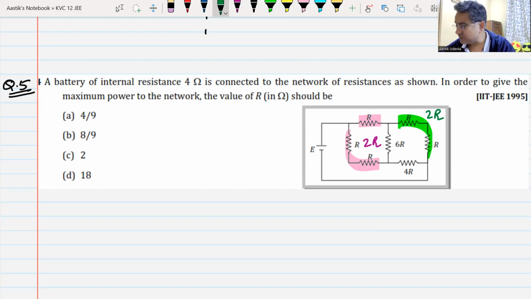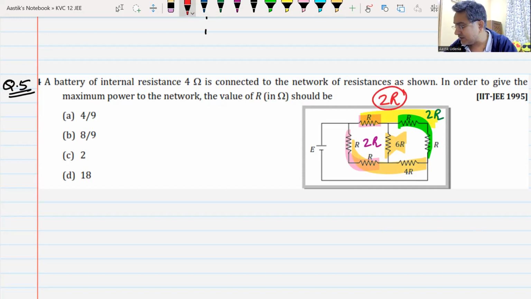We balance the Wheatstone bridge. So this middle resistor goes away. Then the upper 2 are in series: R plus 2R, 3R. The lower 2 are in series: 3R. And the lower one is 6R. This 3R and 6R are in parallel. Total resistance of this entire circuit becomes 2 times of R.